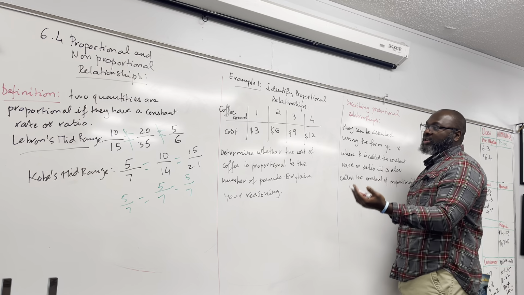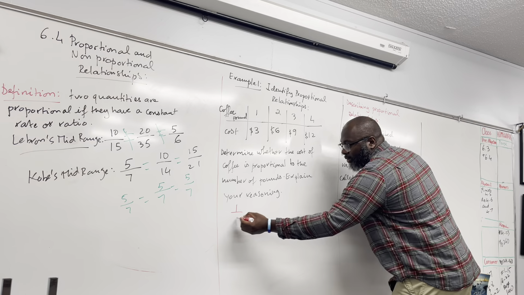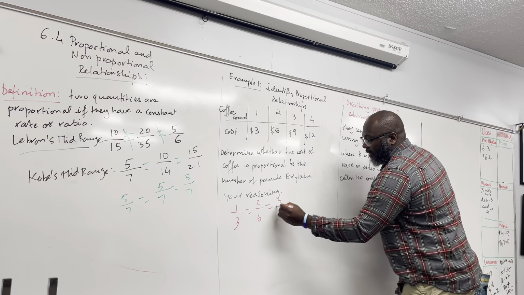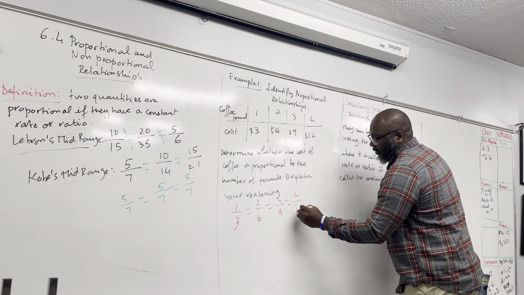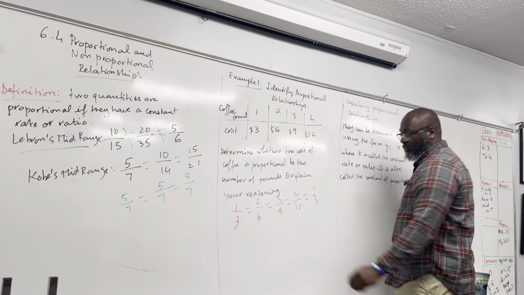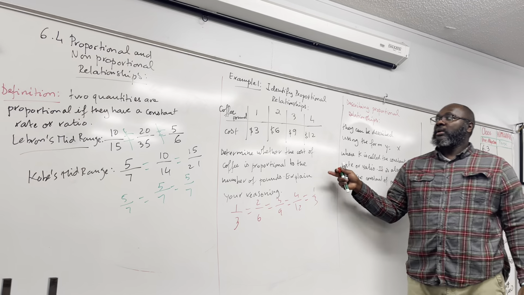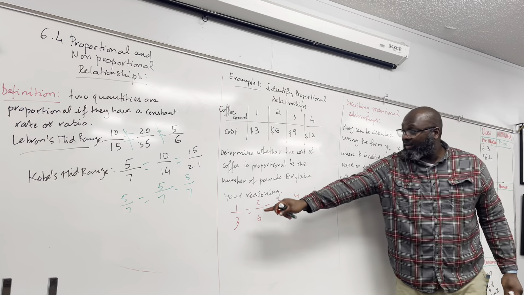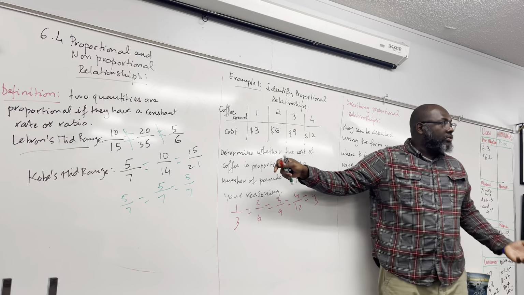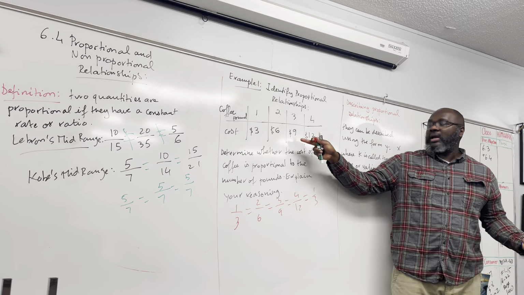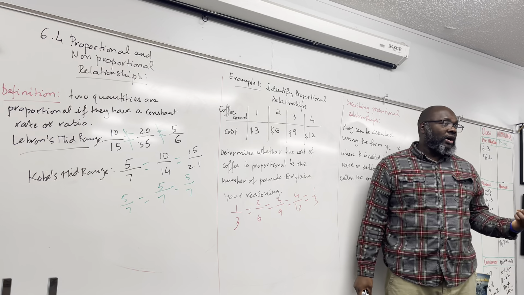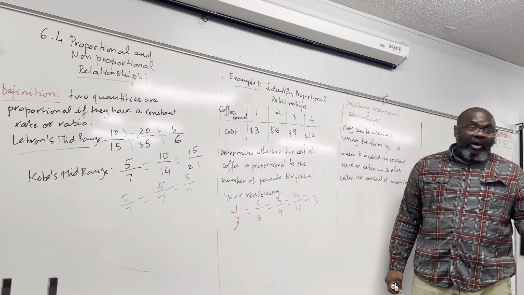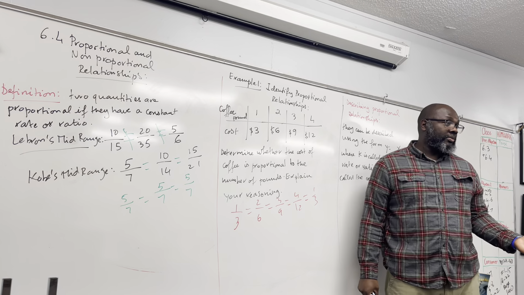Is it proportional? Yes. Why? Because 1/3 is equal to what? 2/6, which is also equal to 3/9, which is also equal to 4/12. Because this is true and this is all equal to 1/3, we say that this is proportional because this is constant. You have the same thing every time. 1/3 is equal to 2/6, also 3/9, also 4/12. This is constant. Therefore, the cost of coffee per pound is proportional. It's a proportional relationship, right?